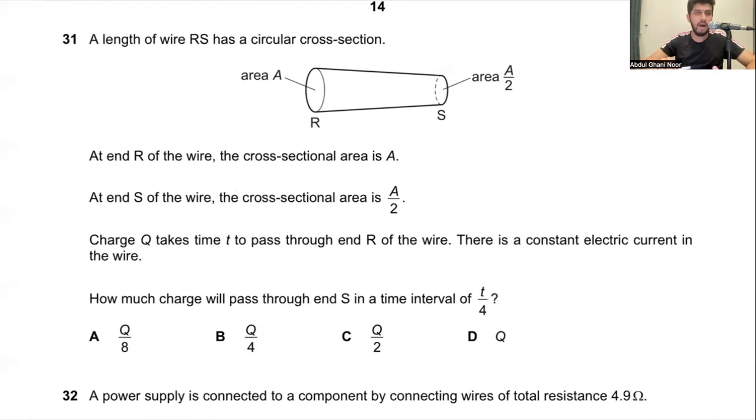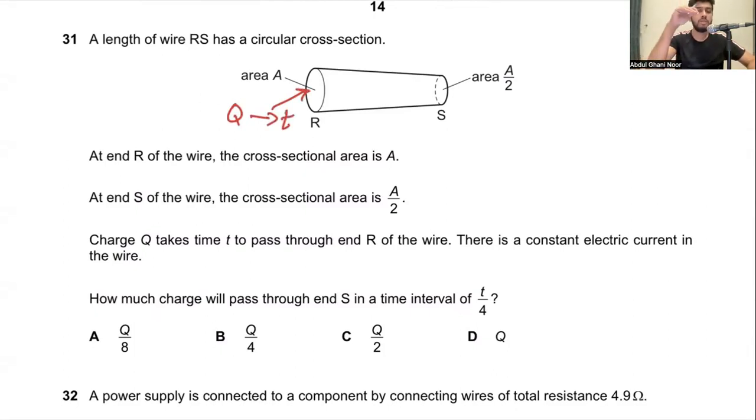A length of wire RS has a circular cross section. At end R of the wire, the cross sectional area is A. At end S of the wire, the cross sectional area is A upon 2. Charge Q takes time to pass through the end R of the wire. So from end R, charge Q takes a time T.